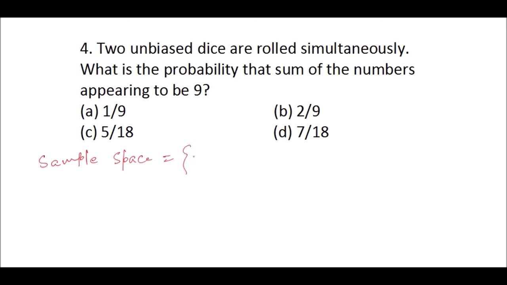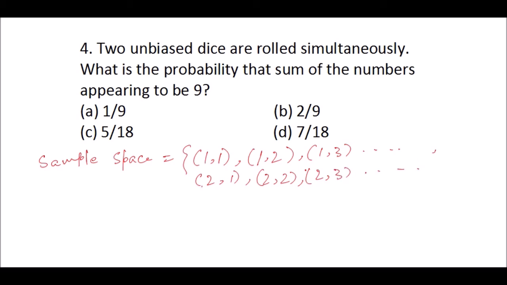Therefore you can see the first die is 1, second one is also 1. We'll keep the 1 constant, and now the second die will change, therefore 1,1, 1,2, 1,3, and so on. Next we'll start from the 2: 2,1, 2,2 and 2,3. In this way we'll get 6 for each. In this way the total number of elements in the sample space will be equal to 36.